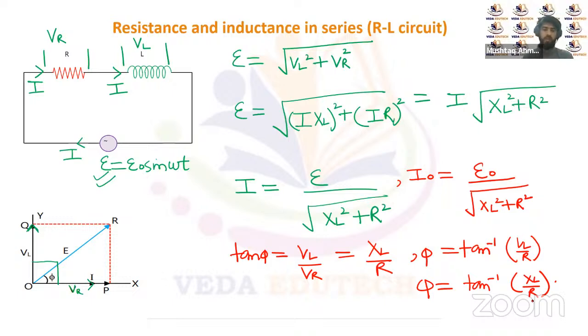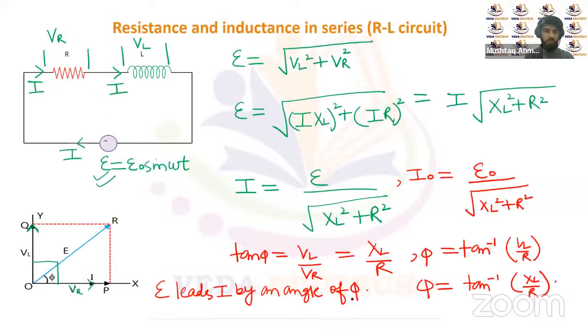You can see here the value of phi is positive, right? It means that for this input voltage, the voltage will lead the current. We can say that E leads I by an angle of phi, right?